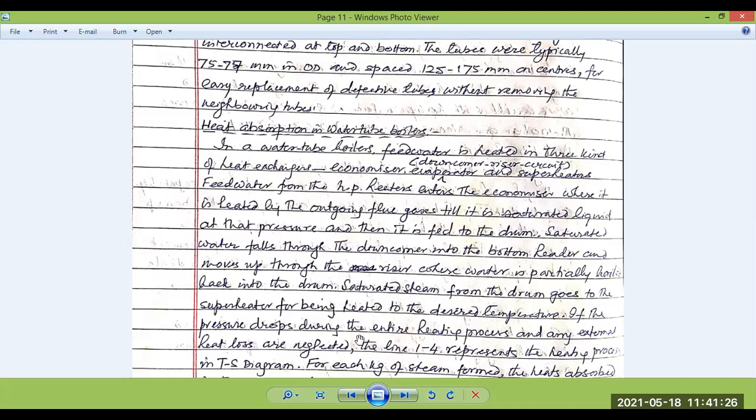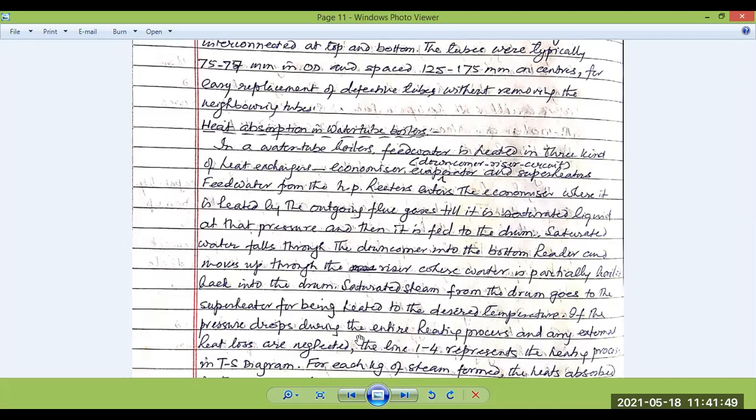So there is a flow. Water falls through the downcomer into the bottom header, then moves up through the riser tubes, where the boiler water is partially boiled, and back to the drum itself. Then saturated steam from the drum goes to the superheater, being heated to the desired superheated temperature.